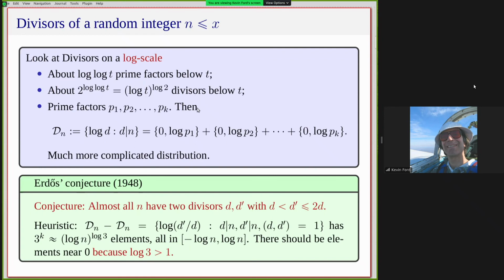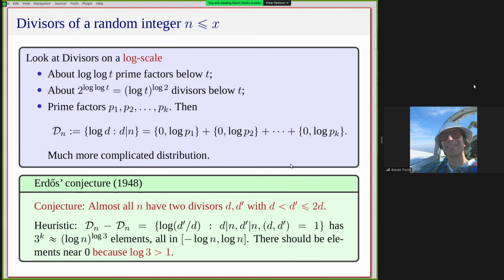Another way of looking at it is if you create this set, which I'll call D sub n, which is the set of the logarithms of all the divisors of n, you can express this as a sumset of all these 2 element sets. So this is in the language of additive combinatorics. In other words, you obtain the divisors by taking all possible subset sums of the logarithms of the primes.